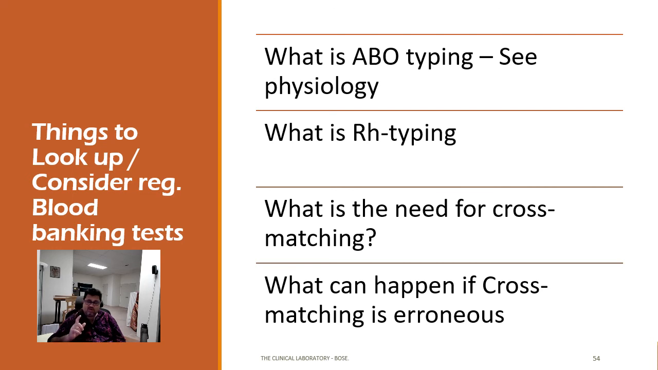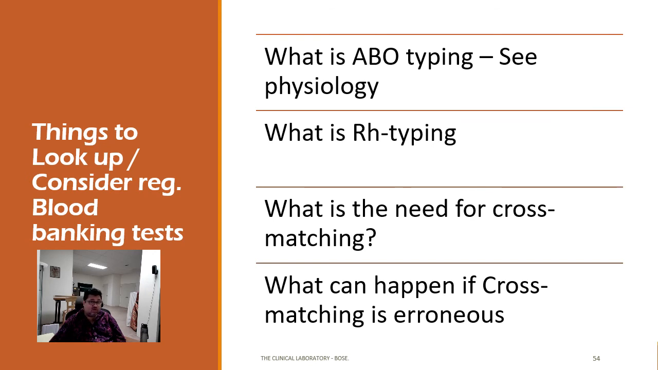So what is ABO typing? You can see that in physiology. And what is Rh typing? What is Rh factor actually? And where does it come from? What is the implication? What is the need for cross-matching? Why does a blood need to be cross-matched? What can happen if cross-matching is wrong?